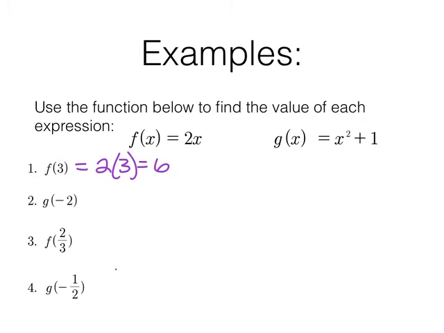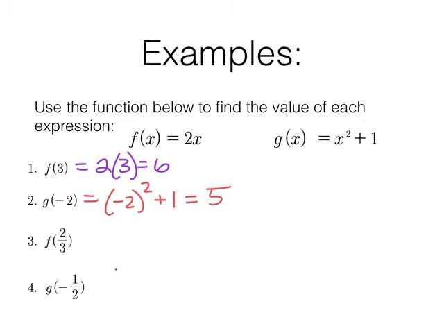Do the same thing for the next one, except this uses a different function rule. It uses g of x, which is x squared plus 1. So I'm going to plug in x squared plus 1. Negative 2 squared is positive 4, plus 1 is 5. So g of negative 2 is equal to 5.